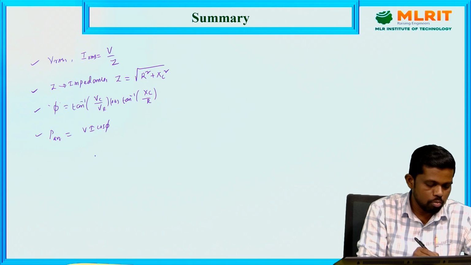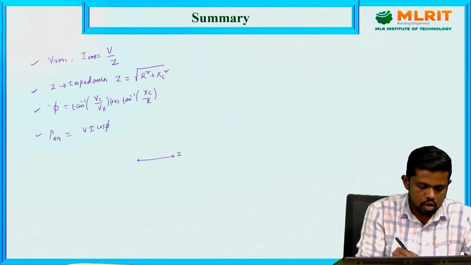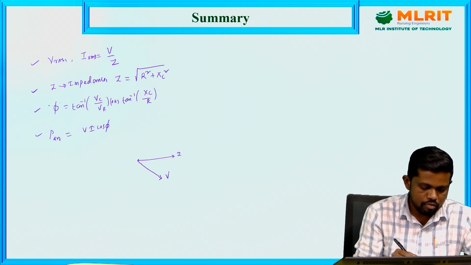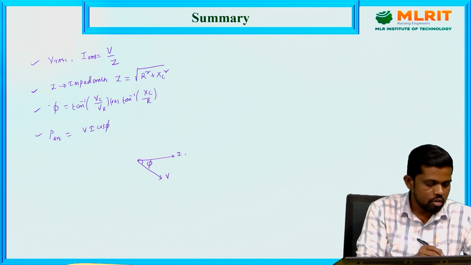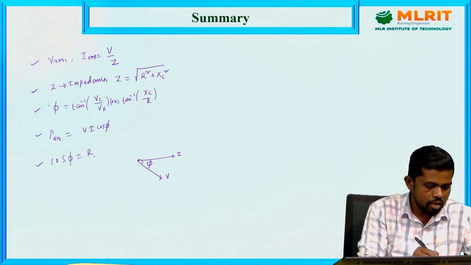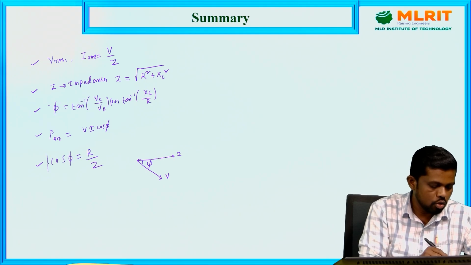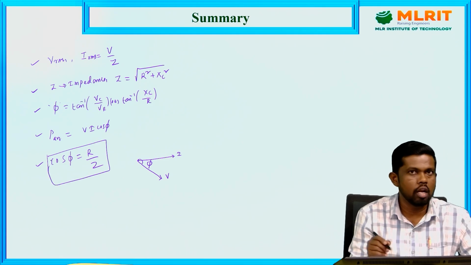Based on that, we have also plotted the phasor diagram between the voltage and current. With reference to the current, the voltage always lags behind it at an angle of phi degrees. So this is the phasor diagram of the RC series circuit. Then we also determined the power factor, that is R by Z. The power factor of the RC circuit is R by Z. So these are the things we have discussed in this session.